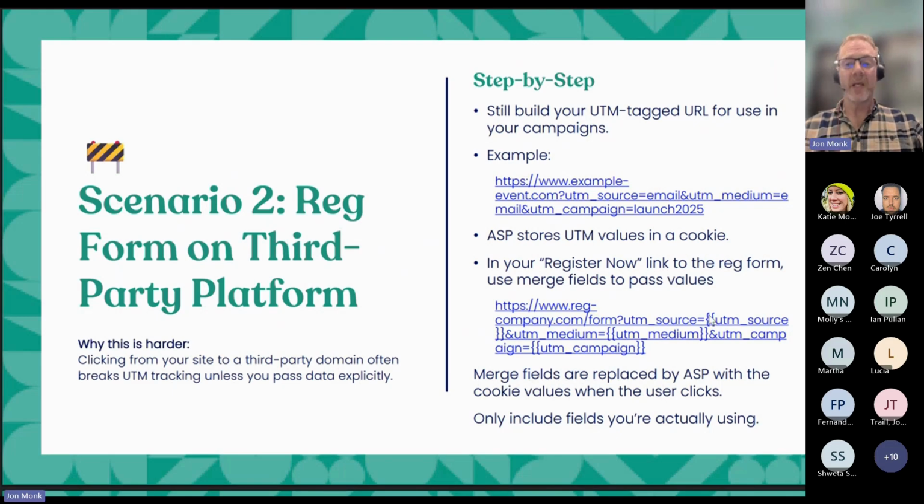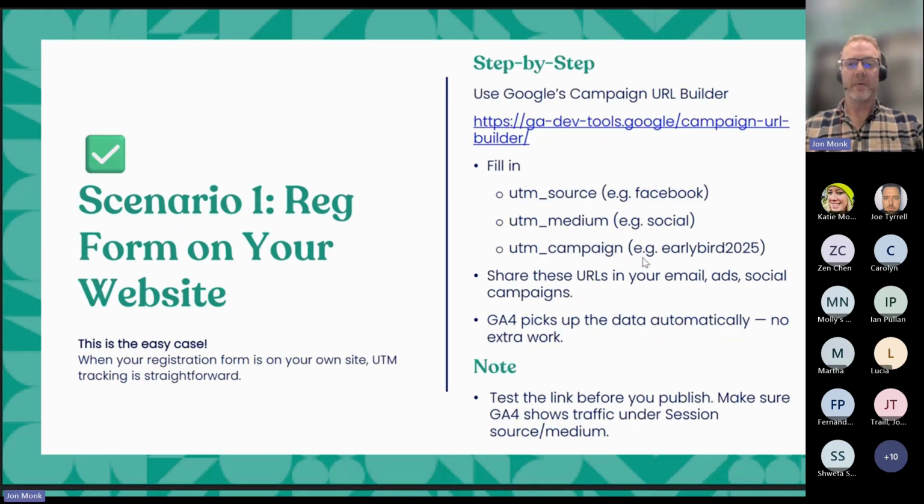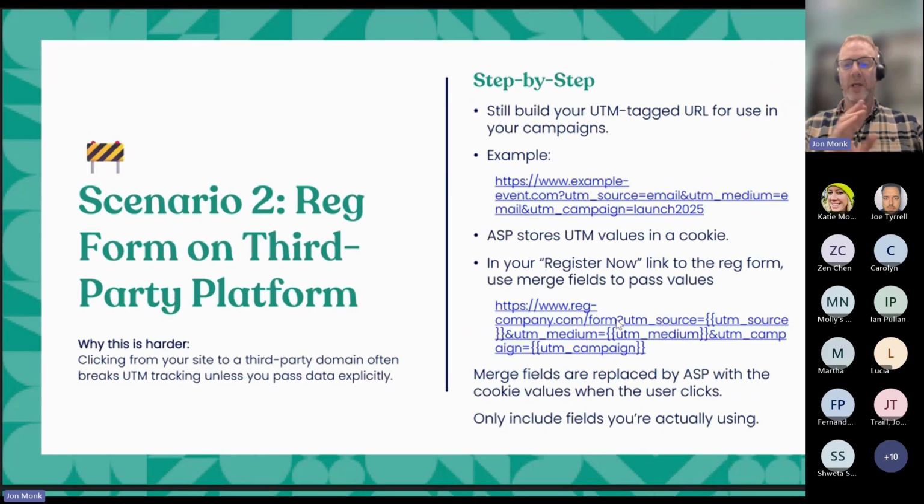But all you need to do is, if, for example, in building in your campaign builder, you added a UTM source, such as Facebook, in the link from your register now button through to your platform, you'll need to add this bit of code where it says utm_source and then the curly brackets and then utm_source in there. If that's the only thing that you are passing through, then that's the only thing you need to add to the URL. If you've also added medium and campaign too, you do a similar thing. You add in these details here.